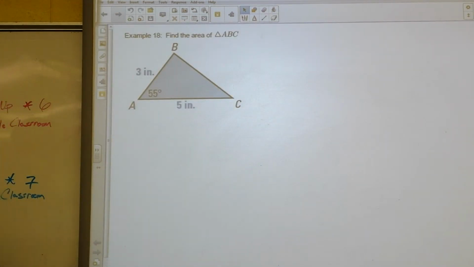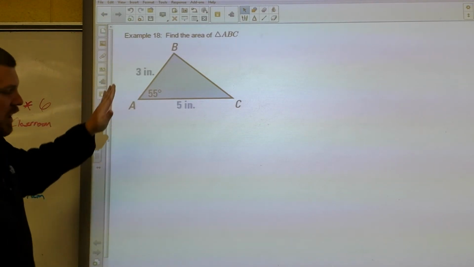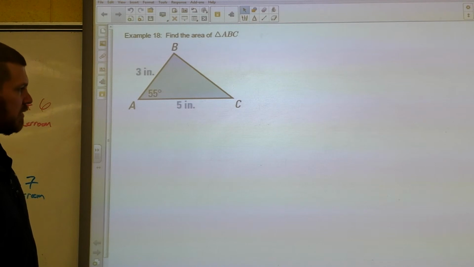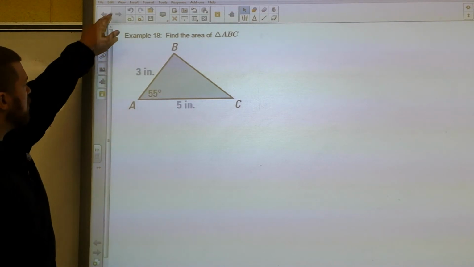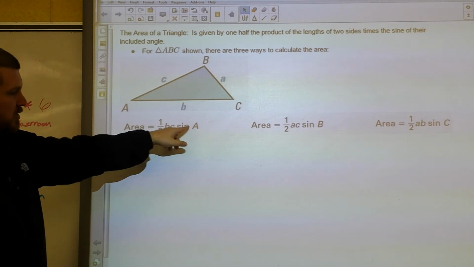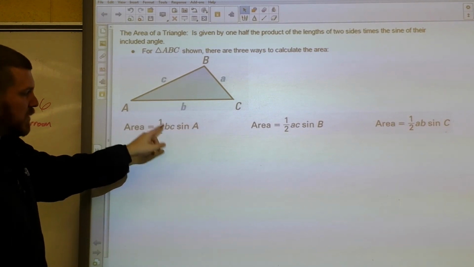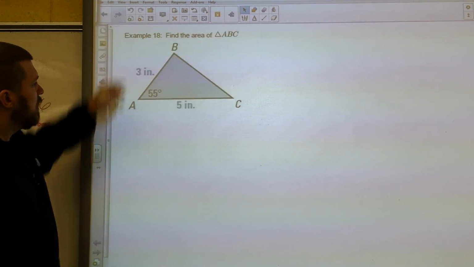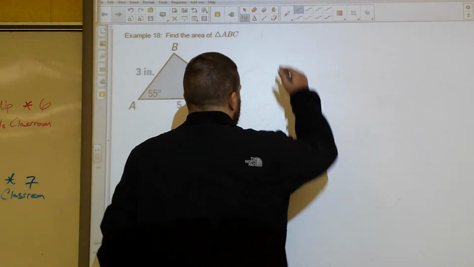In example 18, we want to find the area of triangle ABC. Well, I'm given angle A. So I'm going to go back to my rules. Here's angle A. So this is the rule I need to use: 1/2 BC sine of A. So that's what I'm going to use.